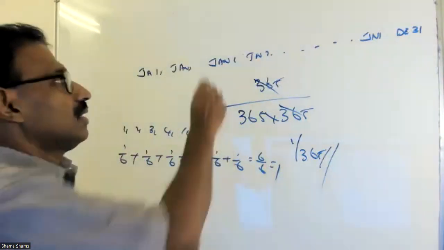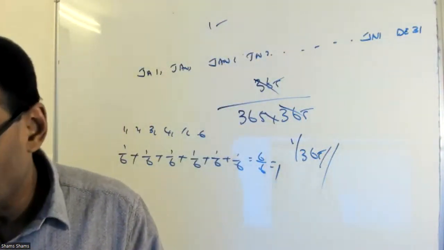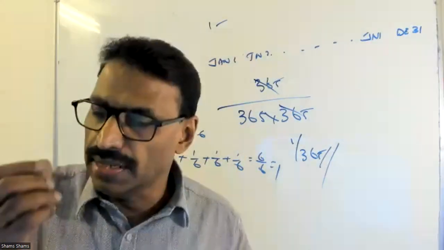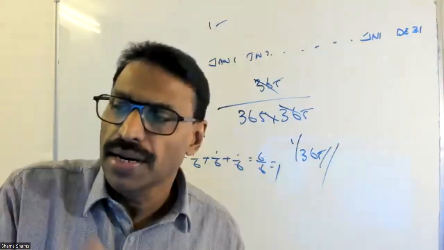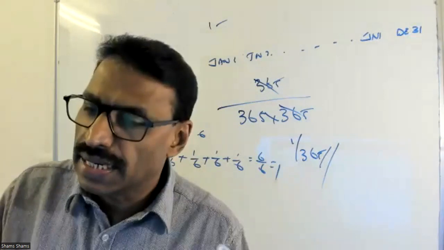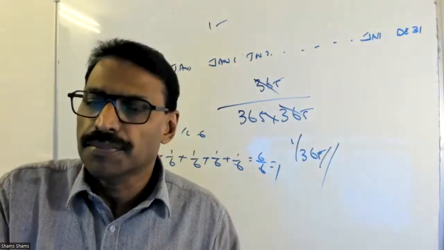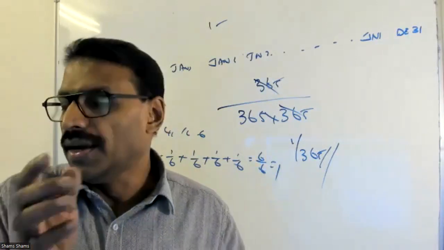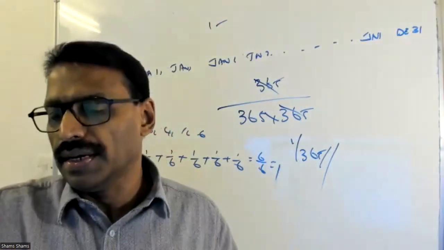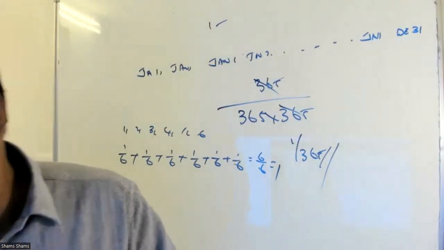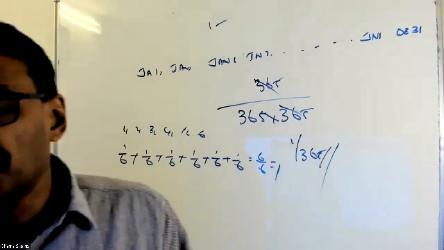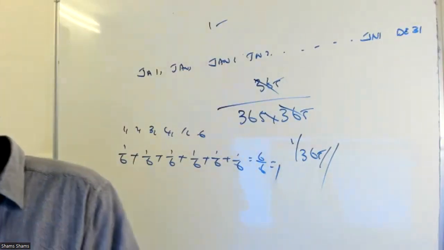That means not the same birthday is 1 minus same birthday. Correct or not? Listen, getting the same birthday means 365 divided by 365, that is 1 by 365. Not the same birthday means 1 minus the probability of getting the same birthday. For example, the probability of getting head is 1 by 2. Tail is 1 minus the probability of head, that is 1 minus 1 by 2. This idea understood or not? So it's 1 minus 1 by 365, that means 364 divided by 365. Correct? Clear or not?